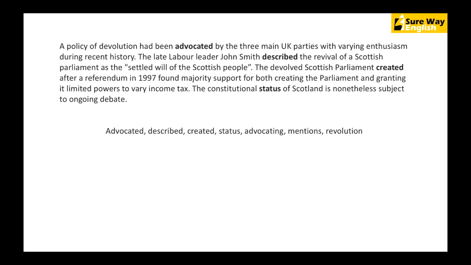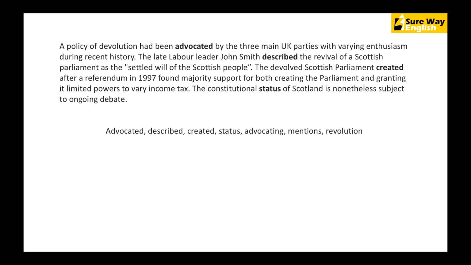So some word here which John Smith could have done, and would add to the meaning. We'll go with the revival of a Scottish Parliament. So, what can John Smith do? John Smith can mention, John Smith can describe and create. So, out of all those words, if you look at the late Labour leader John Smith created the revival. Now, that doesn't make any sense, right? Created the revival as the, that doesn't make any sense.